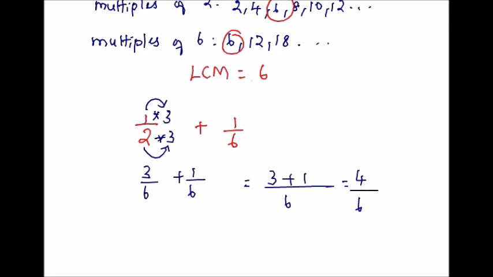4 over 6 can be simplified. You can reduce the fraction by 2. So 2 goes 2 times in 4 and 2 goes 3 times in 6. We cannot reduce the fraction 2 over 3 further. This is the lowest term. So this is our final answer for this example.